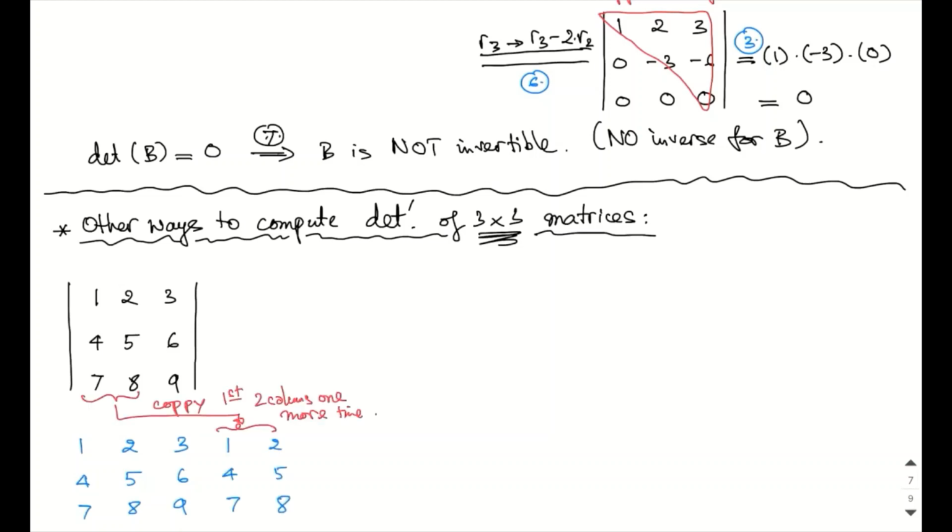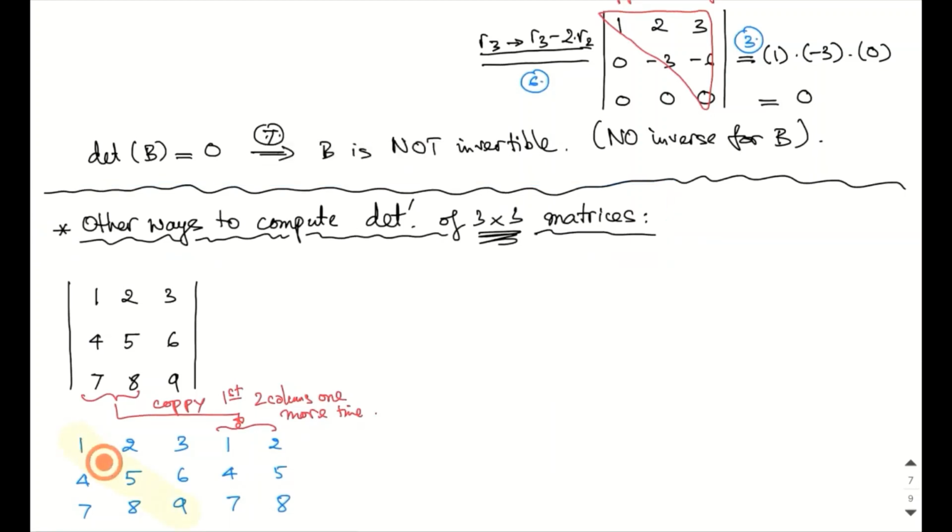Then you start multiplying across the main diagonal. So doing this, you are multiplying 1, 5, and 9. So what you are going to get is 45. So you write 45. Next, you are going to add with. You do along the second one here, right? So that is going to be multiplying 2, 6, and 7.